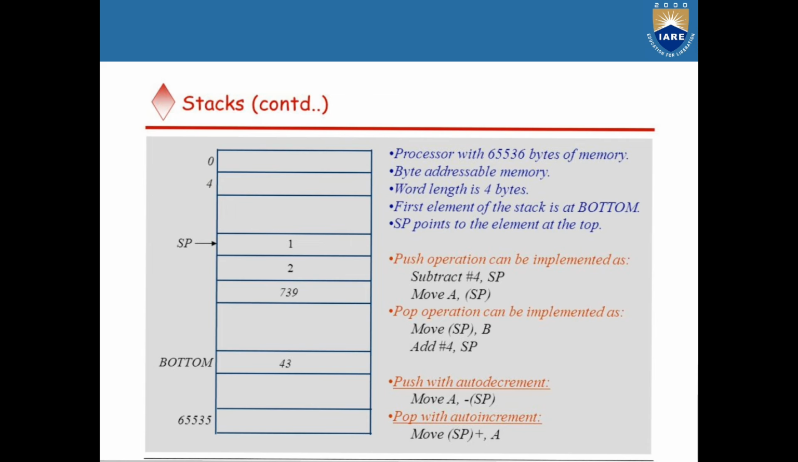This is a stack pointer processor with 65536 bytes of memory, byte addressable memory, and a word length of 4 bytes. The first element of the stack is at the bottom. SP points to the element at the top. The push operation can be implemented as Subtract #4, SP; Move A, (SP). The pop operation can be implemented as Move (SP), B; Add #4, SP.